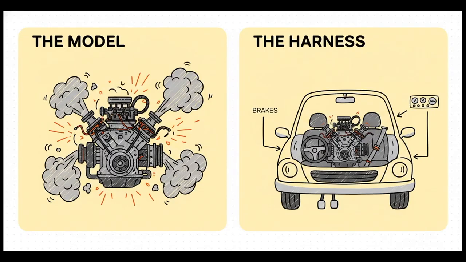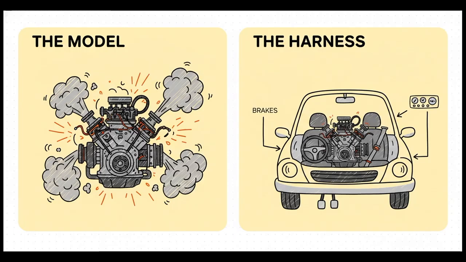Okay, here is the absolute best way to think about it. An LLM, like GPT-4, is like a massive, powerful jet engine. It's incredible, but an engine by itself is also really dangerous and totally useless. You wouldn't just strap yourself to it, right? The harness is everything else that makes a car a car.